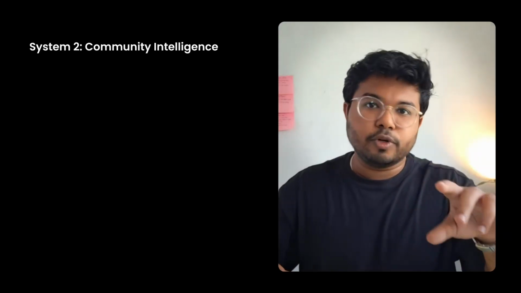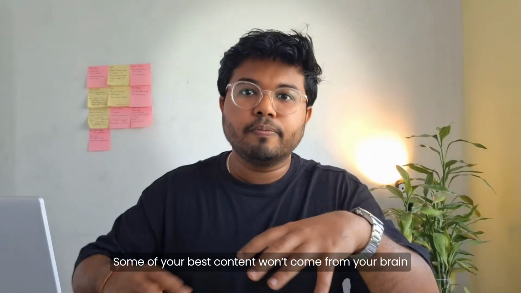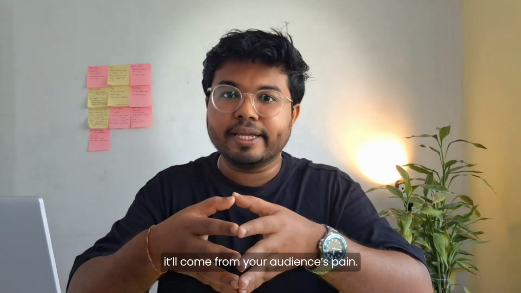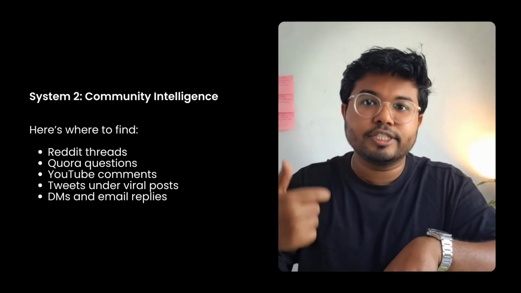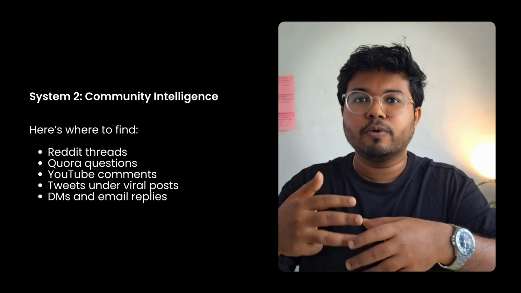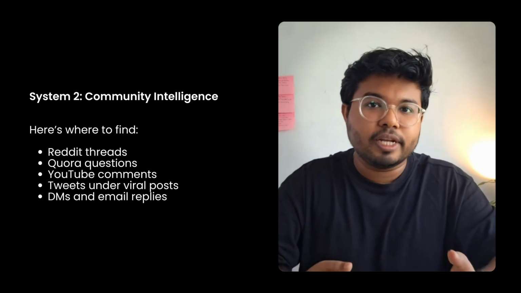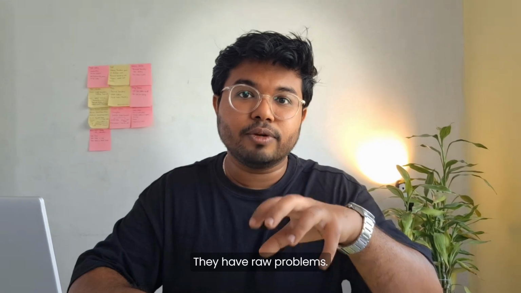Next system is community intelligence. Now let's talk about people powered ideas. Some of your best content won't come from your brain, it comes from your audience's pain. Here's where to find it: Reddit threads, Quora questions, YouTube comments, tweets under some viral post, DMs, and even your email replies. These platforms are a goldmine for real problems. They have the raw problem.